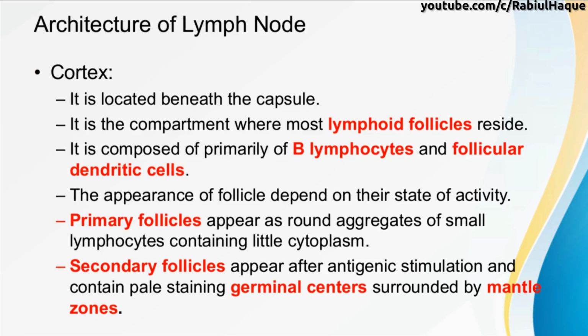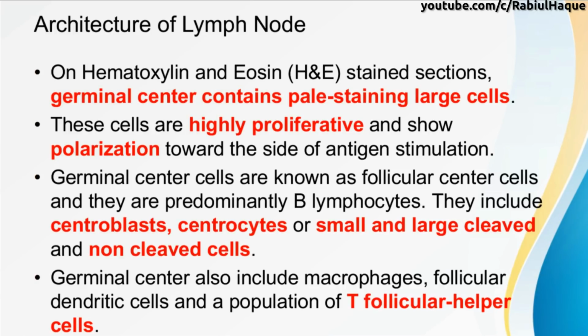And these are pale staining in the hematoxylin and eosin stained sections, and these germinal centers are again surrounded by a dark mantle zone. So, on hematoxylin and eosin stained sections, the germinal center contains pale staining large cells. These cells are highly proliferative and they will show polarization toward the side of antigen stimulation.